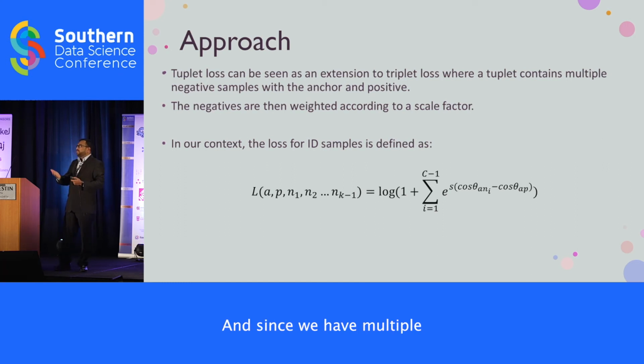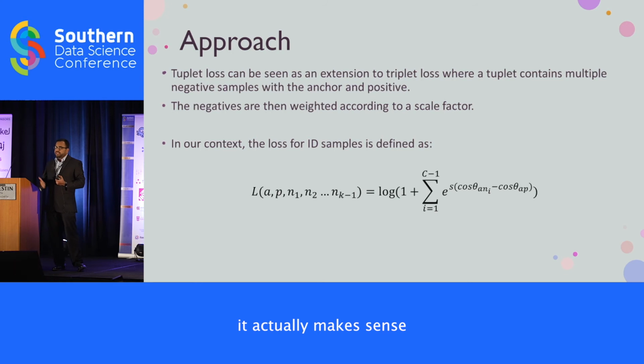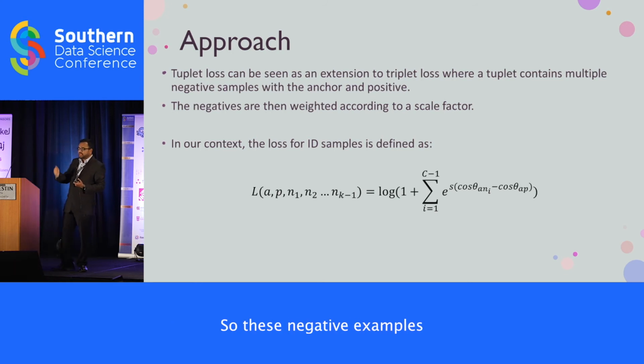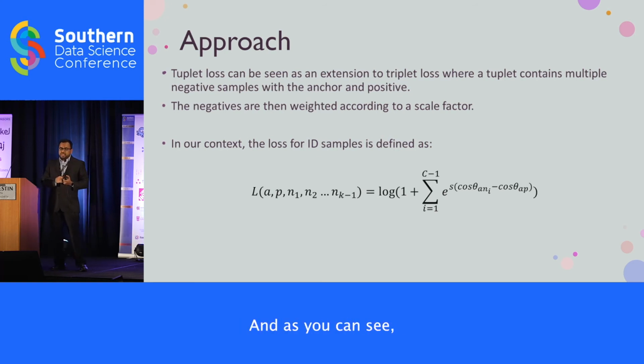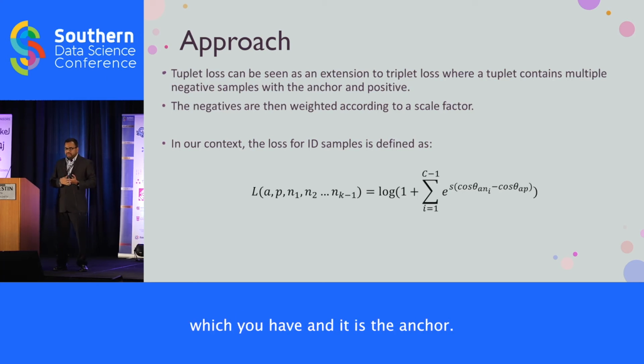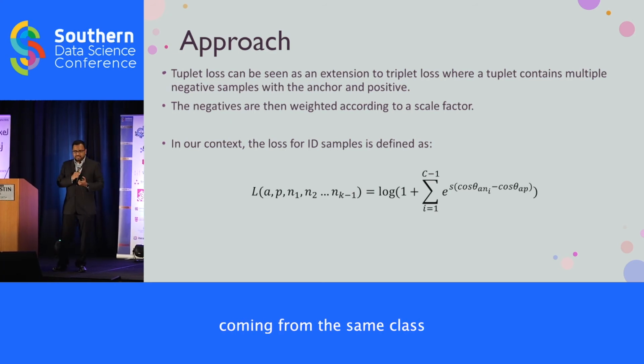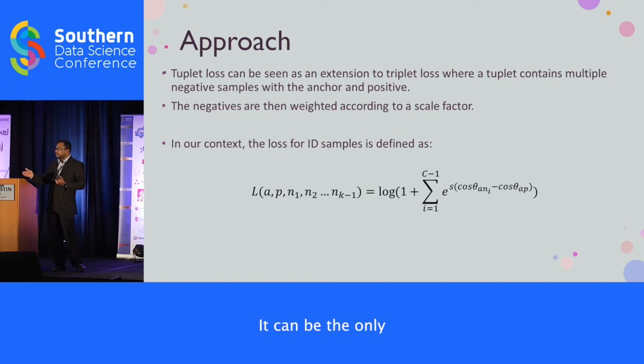And since we have multiple negative examples, it makes sense to provide them weights based on their distance from the anchor. So these negative examples are weighted. And this is the final loss. As you can see, we have a scaling factor that can serve to provide weights for those negative examples. C is the number of classes at hand, A is the anchor, P is the positive example coming from the same class, and N are the samples from the other classes. It can be negative classes, it can be the OOD surrogates which we have.